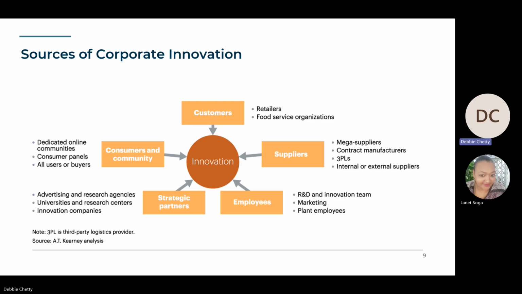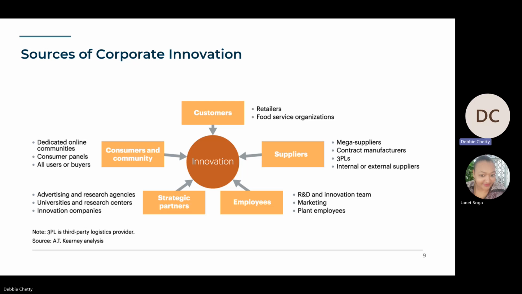internal, external suppliers. If you're saying customers, you can refer to retailers, food service organizations, consumers and community. Maybe dedicated online communities, consumer panels, all users or buyers that will share maybe comments or suggestions of the products or services that they have tried. Strategic partners, you can say from advertising and research agencies, universities and research centers, innovation companies. Right?